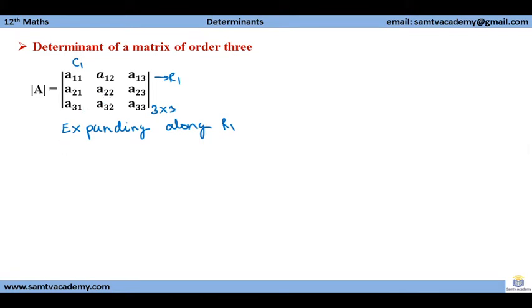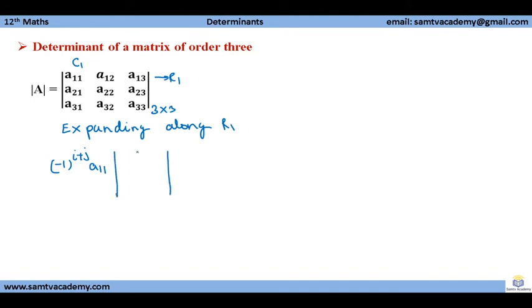So first I will tell you how to expand. What is the method to expand? So first you have to take the sign. What will be the sign of A11? Take minus 1 to the power i plus j. What is i? i is the row, j is the column, and A11. Now what will be the determinant to solve?